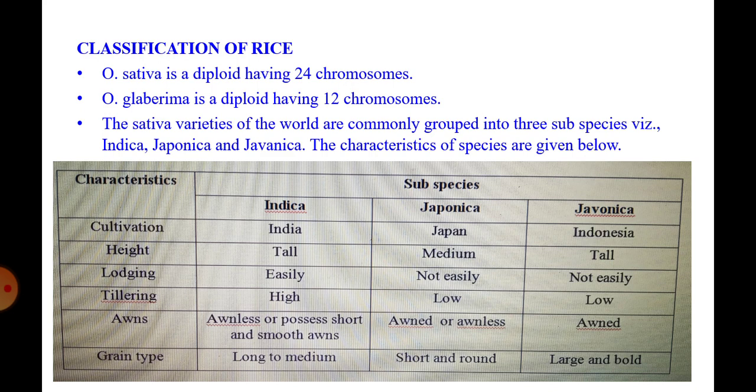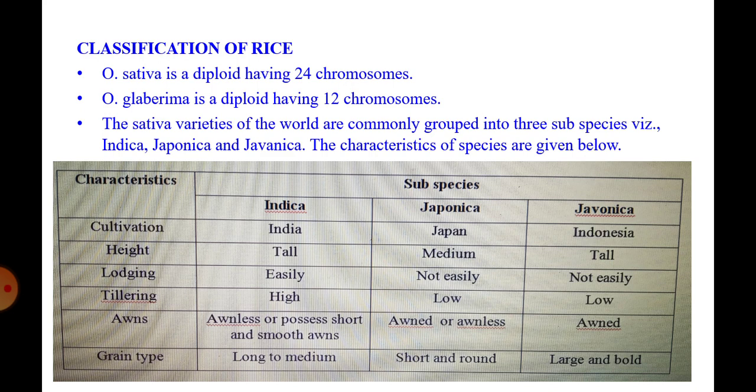Classification of rice. Oryza sativa is a diploid having 24 chromosomes, while Oryza glaberrima is a diploid having 12 chromosomes. The sativa varieties of the world are commonly grouped into three subspecies, namely Indica, Japonica, and Javanica. The information about these subspecies and their characteristics is given in this table. Here we can see subspecies Indica cultivated in India, Japonica cultivated in Japan, and Javanica cultivated in Indonesia.